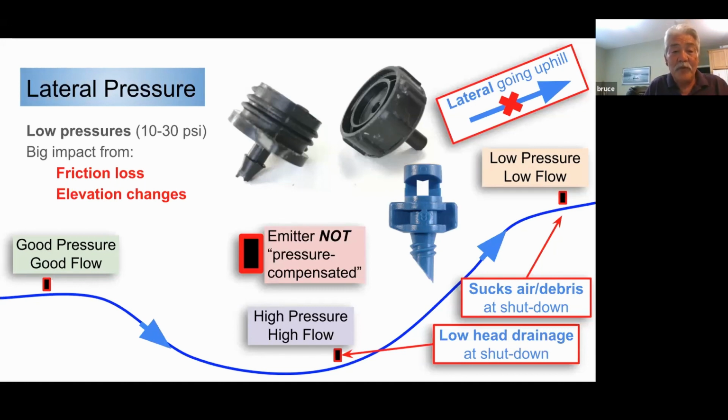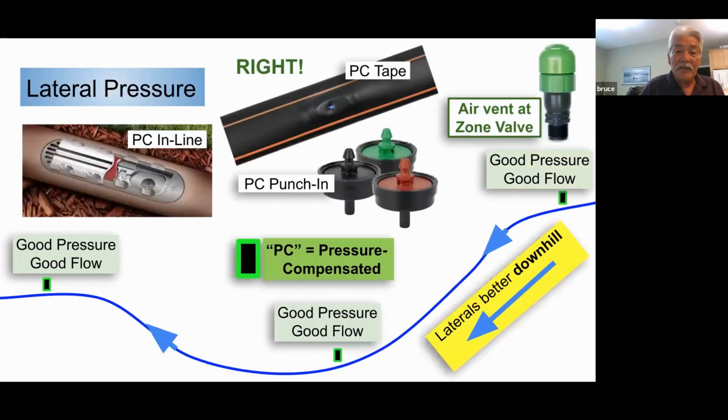High pressures, high flow, good pressures, good flow. Elevation changes make a big difference. Rule of thumb, anytime you're using drip irrigation, even if it is pressure compensating, you always want to feed from the high side. You're not going to feed uphill utilizing drip irrigation.